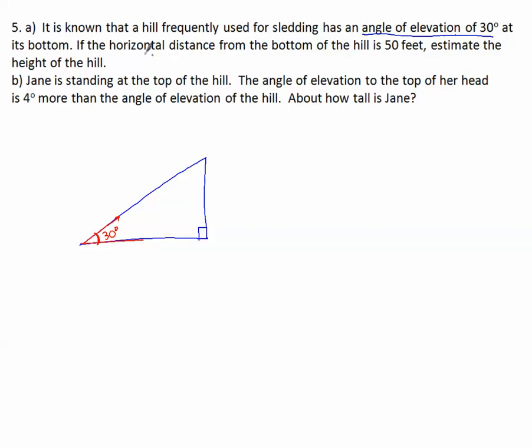If the horizontal distance, horizontal means straight right and left, from the bottom of the hill is 50 feet, so this is 50 feet, estimate the height of the hill. The height of the hill is this right here, so we'll call this x. We don't know that. Let's go ahead and think about what we need to solve this. I'm mixing angles and sides, so that would require SOHCAHTOA.